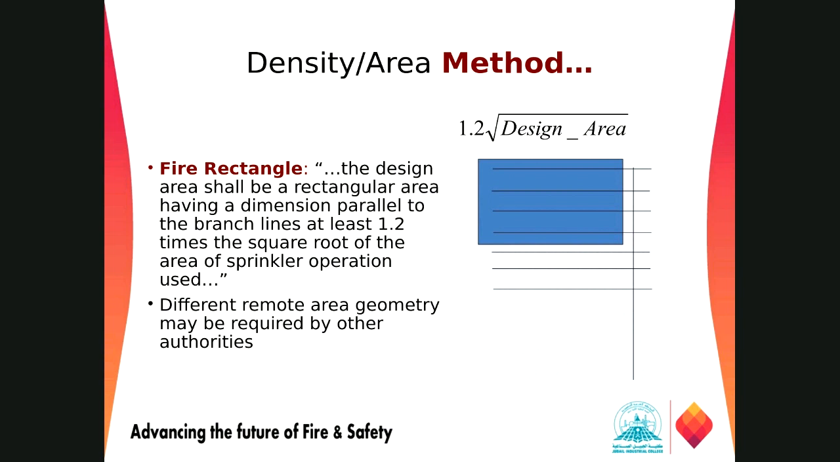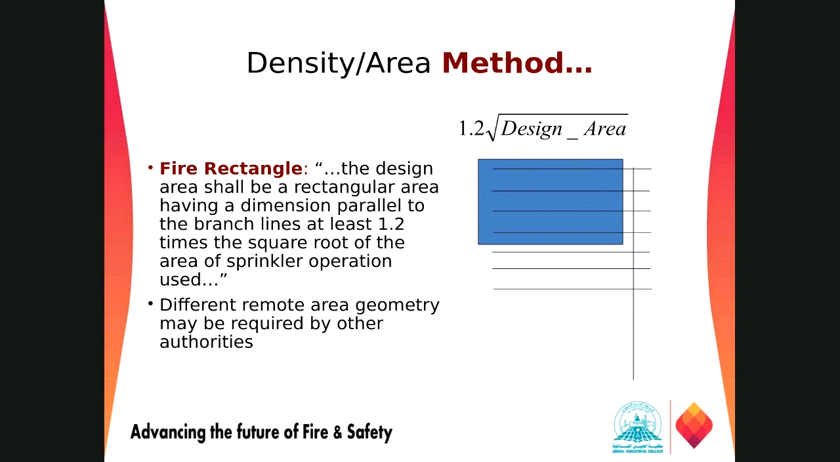Normally, when there is a fire, as per the research by the various labs and the NFPA, the fire used to travel in a rectangular shape like this. It will try to go along the branch line. It will not go in a circular shape or a square. So the research says the fire will travel most of the time in a rectangular area. So we have to consider our design area in a rectangular shape.